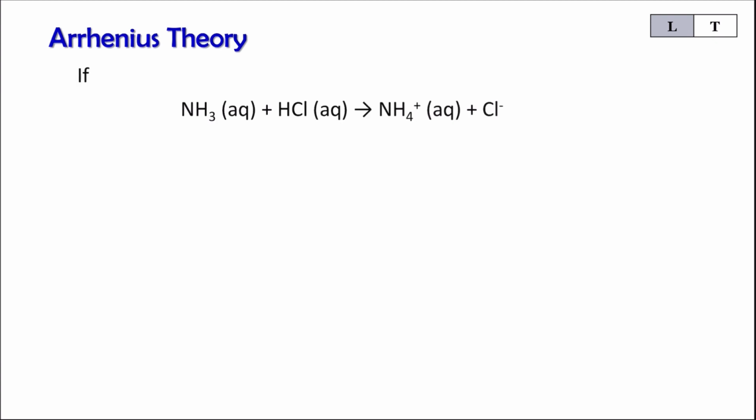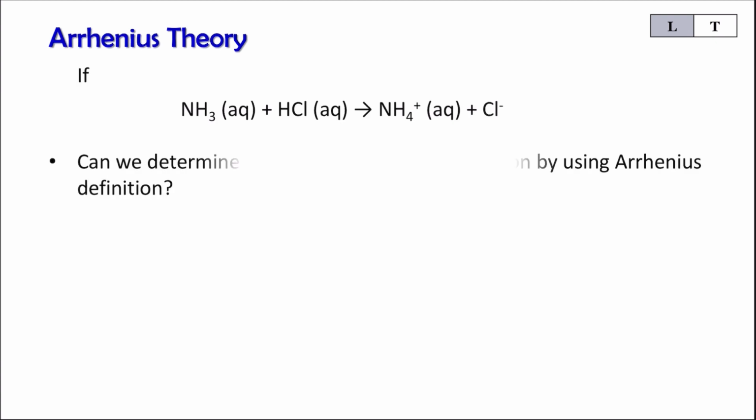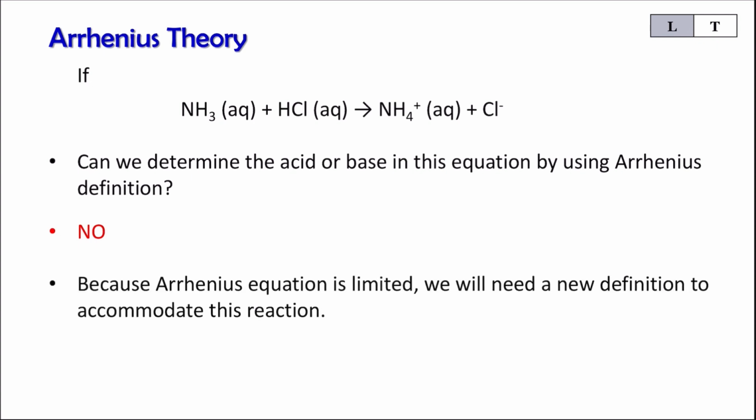So let's say if I have this equation, can you determine the acid and base in this question by using Arrhenius definition? Kita dah belajar tadi, for acid dia kena hasilkan H+ ataupun H3O+, untuk base dia kena hasilkan OH-. Tapi kalau kita lihat kat sini, tak ada pun bahagian produk H3O+ or OH-. So maknanya we cannot use Arrhenius definition untuk tentukan siapa acid, siapa base based on this equation. That is why we can conclude that Arrhenius definition is very limited. So we will need a new definition to accommodate this reaction.